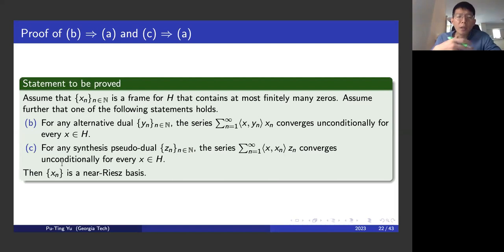Our idea is to try to prove by contrapositive. That is, suppose Xn is not a near-Riesz basis. Can we find an alternative dual Yn and an element X such that the corresponding reconstruction formula converges just conditionally? And can we find a synthesis pseudo-dual Cn and an element X such that the corresponding reconstruction formula just converges conditionally? This is exactly what we are going to do next.